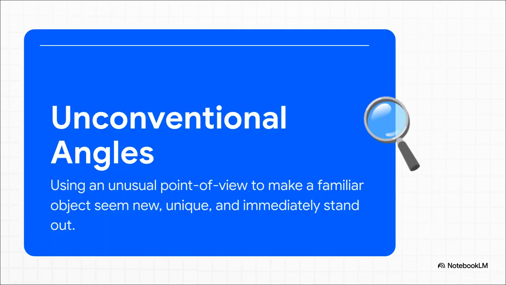So what's the fix? You use unconventional angles. Instead of that boring front-on shot of the apple, show it from way up high or from down low or some other bizarre point of view that nobody expects. It's a simple little shift, but it makes something familiar feel totally new. And it forces people to pay attention. You instantly stand out.